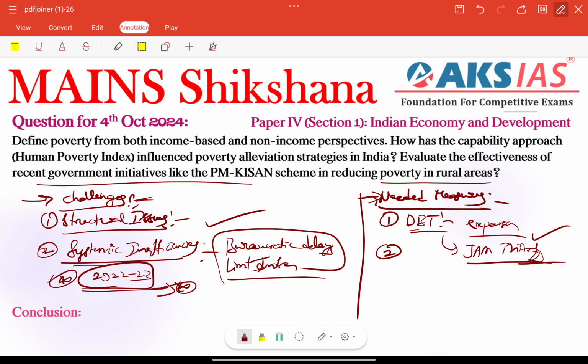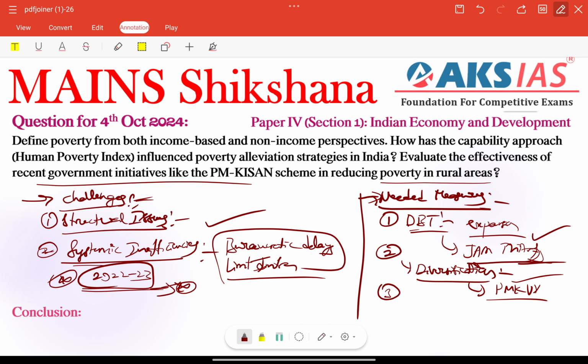Next, diversification of the rural economy is also very important. Non-farm employment opportunities need to be promoted, and skill development and entrepreneurship can help diversify rural incomes. For example, here we can connect the Pradhan Mantri Kaushal Vikas Yojana, which focuses on rural skill development to create alternative livelihoods also.